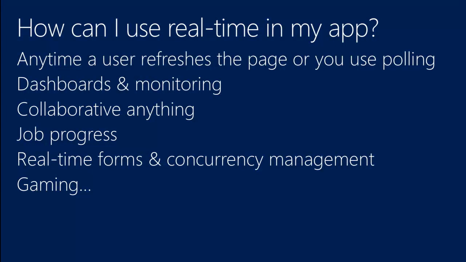So what type of apps? Dashboards and monitoring. Anytime that you've got lots of different pieces of information shown on a dashboard and you want them to update in real time. When you're monitoring any type of system that has real-time data, telemetry, that type of thing. Collaborative anything. I mean, imagine document collaboration or form collaboration or report collaboration, whether it's generation or annotation or just chat. Chat is collaborative anything, right? Anything like that. Job progress. Perhaps you have some background process where you submit a job and then a report takes a while to generate or a file takes a while to process and you want to get real-time updates of that. Fantastic idea. Real-time forms and concurrency management.